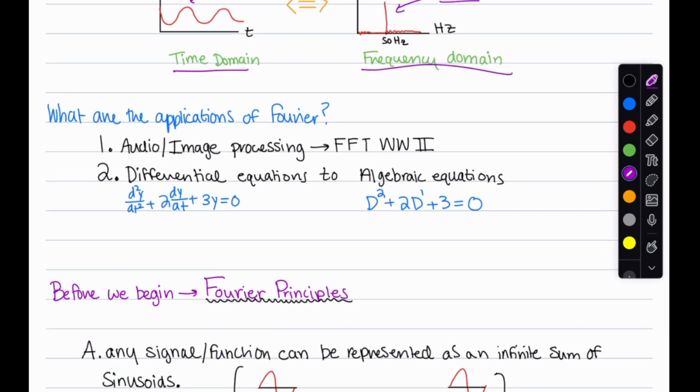So with this being said, what are the applications of Fourier? Why do we care about this transformation in the first place? Well, one, it's really helpful in audio and image processing. Let's say we have an audio file that has a super large amount of noise or background sound, etc. Well, we can take the Fourier transform, see what frequency those noises are happening at, and remove them, delete them, process them better, etc.